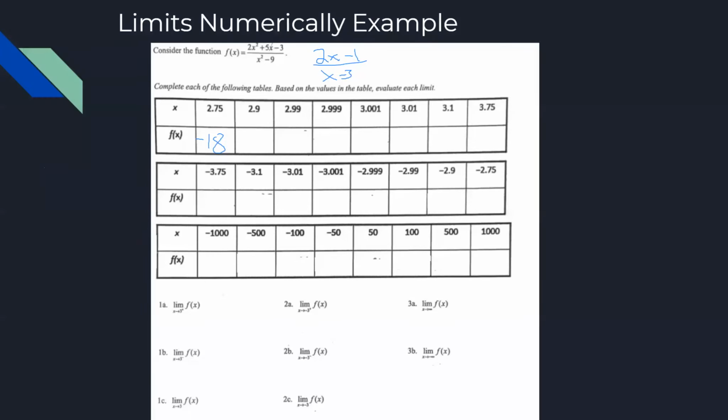All right, so our next one is 2.9. So 2 times 2.9 minus 1 is equal to 4.8. 2.9 minus 3 is equal to negative 0.1. So 4.8 divided by the quantity, negative 0.1, equals negative 48.